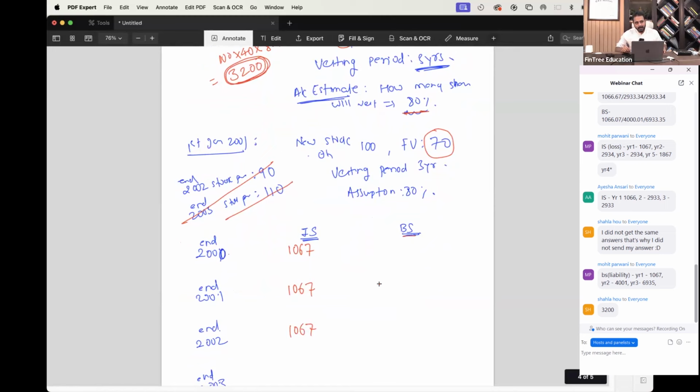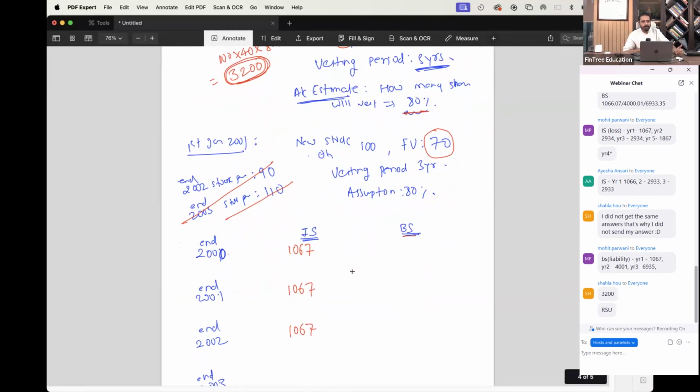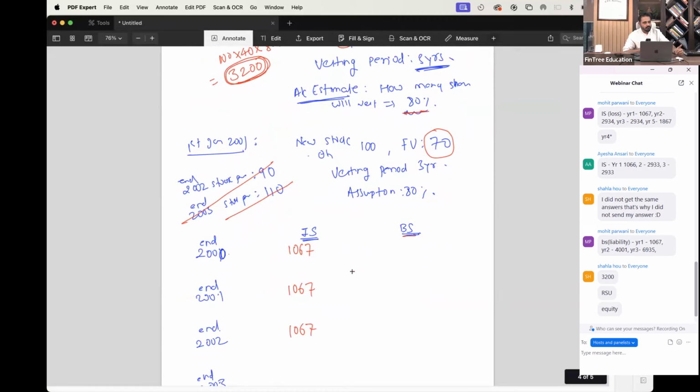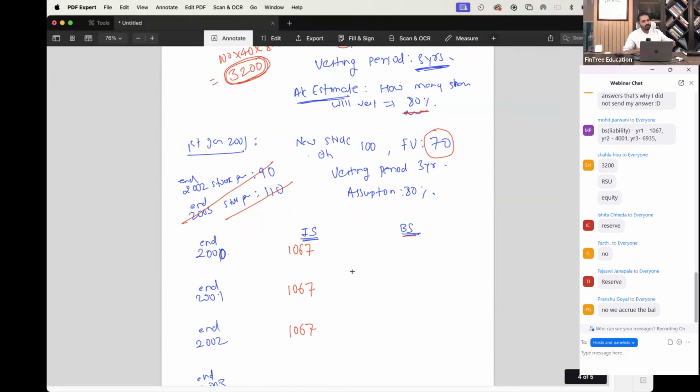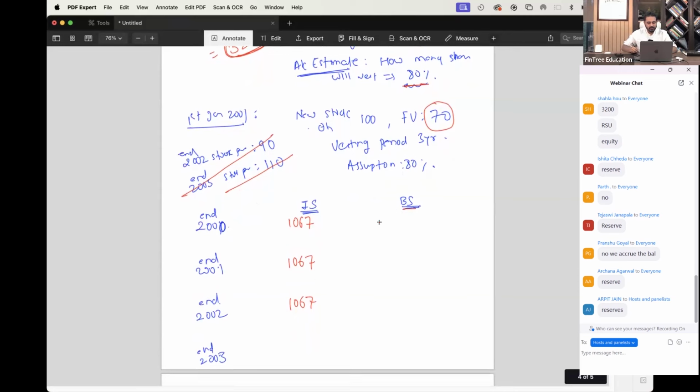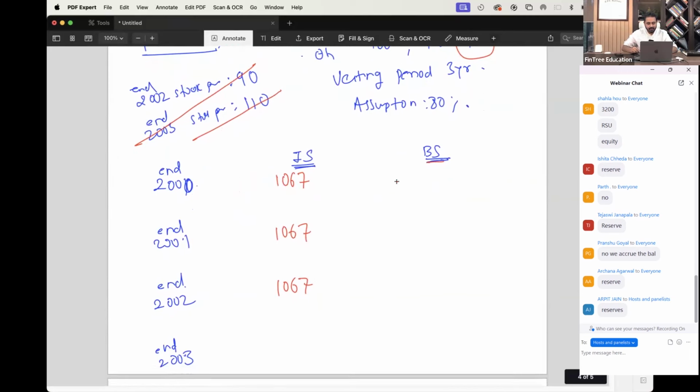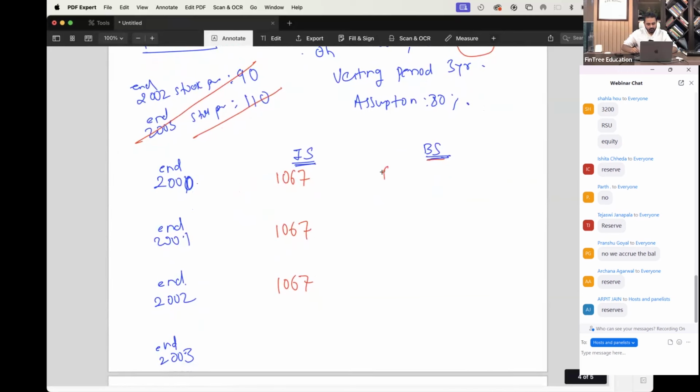You create a liability? No, sir, you do not. You're giving shares to your employees. Is there a current liability that you need to pay in cash? No. So what should be the second effect? Second effect, on balance sheet, you create a reserve. The moment I say reserve, that means it is going to be a part of equity.